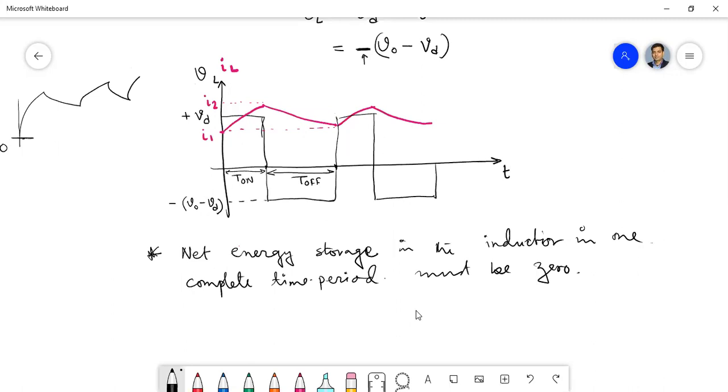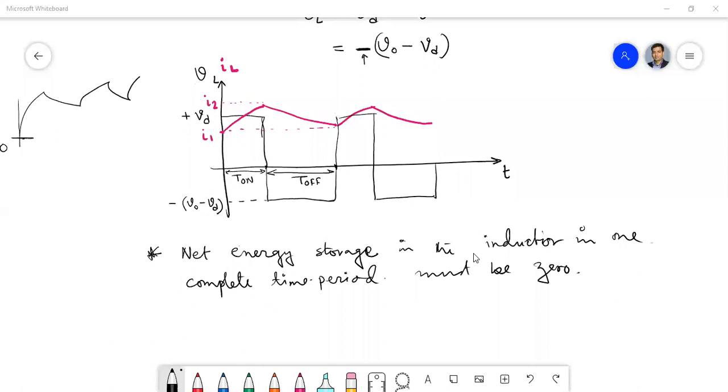Is my question clear? Yes, sir. Now you just compute the energy. How to compute the energy? Anybody? So half L (I2 minus I1) whole square, on the T1 period. In terms of voltage and current.